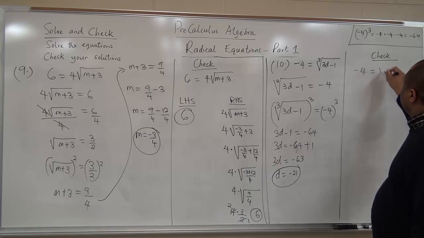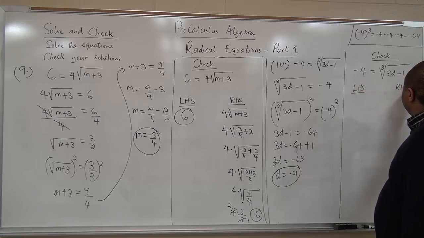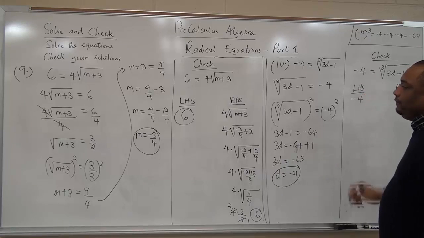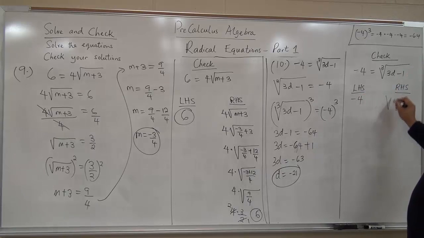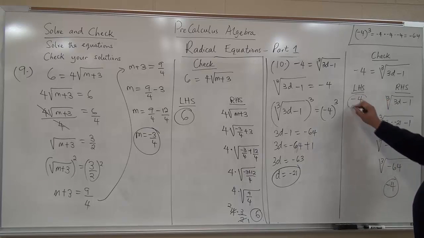Negative 4 is equal to the cube root of 3d minus 1. Left hand side is negative 4. Right hand side is the cube root of 3d minus 1. So this will be the cube root of 3 times negative 21 minus 1. Cube root of negative 63 minus 1. Cube root of negative 64, negative 4. Negative 4 on the right, negative 4 on the left.